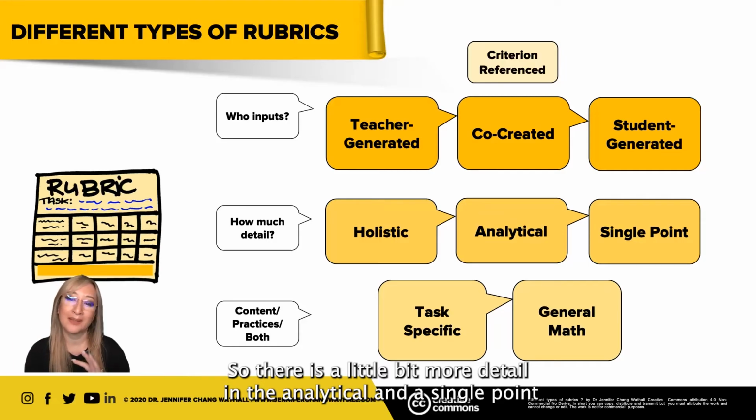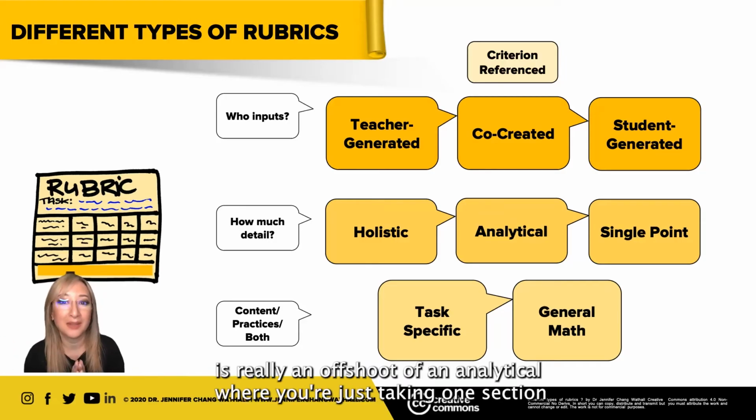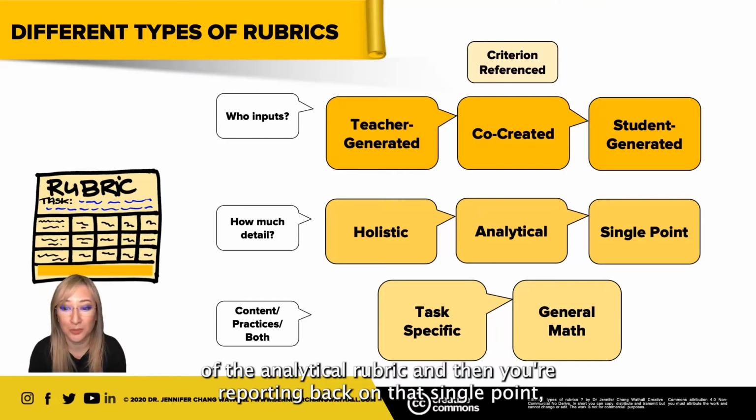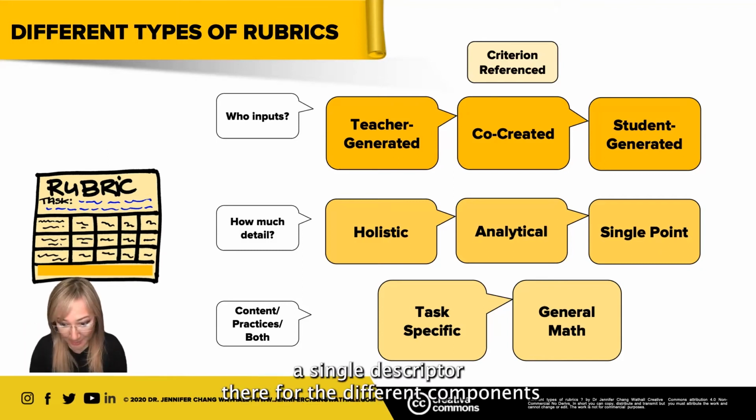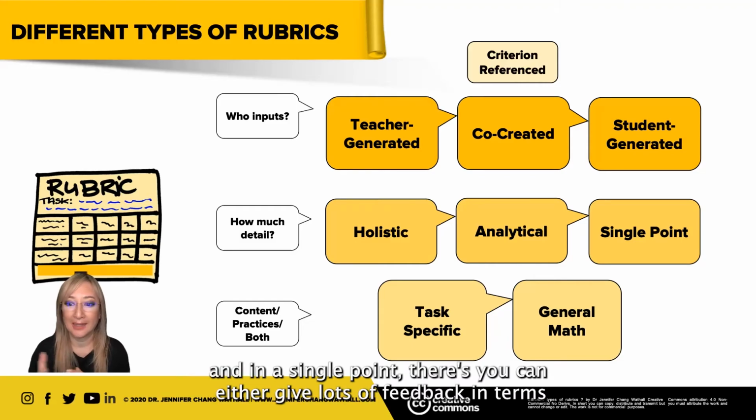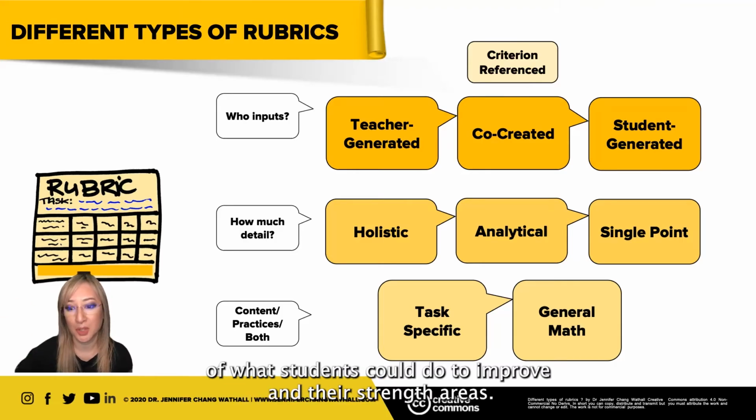And a single point is really an offshoot of an analytical, where you're just taking one section of the analytical rubric, and then you're reporting back on that single point, that single descriptor there for the different components. And in a single point, you can give lots of feedback in terms of what students could do to improve and their strength areas.